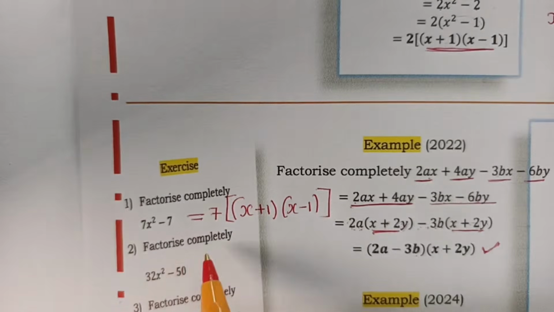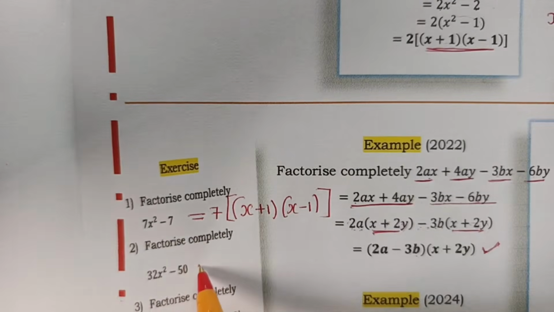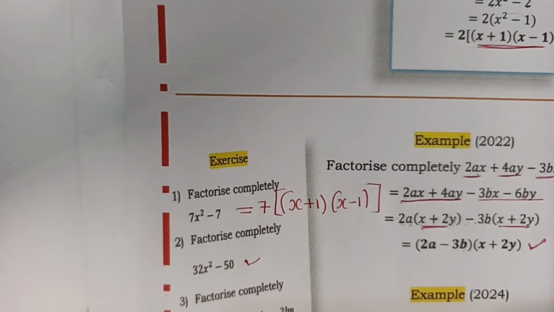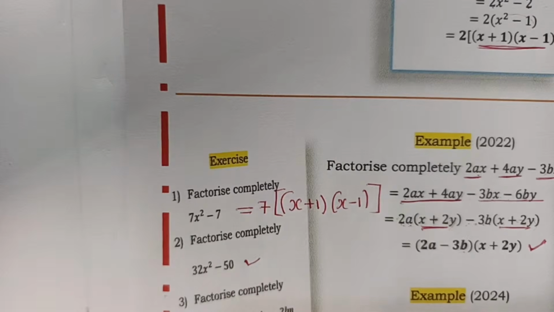Let's now go to question 2. So we're done with question 1. We now go to question 2. They're saying factorize completely 32 squared minus 5. What answer are you getting?